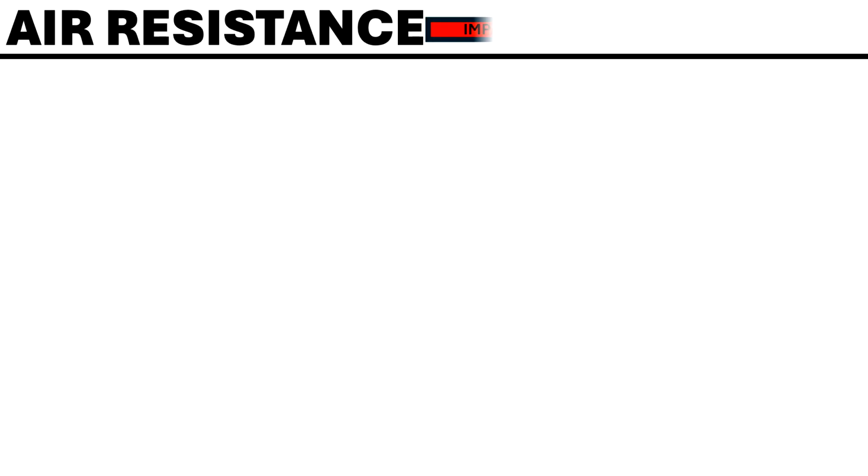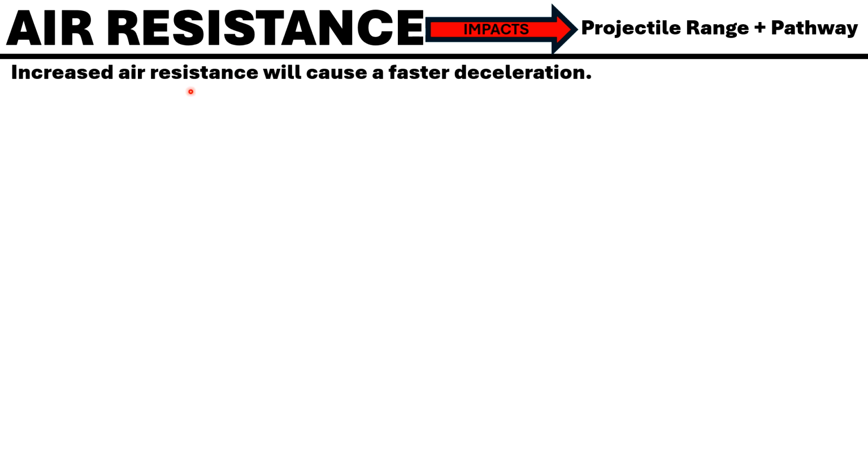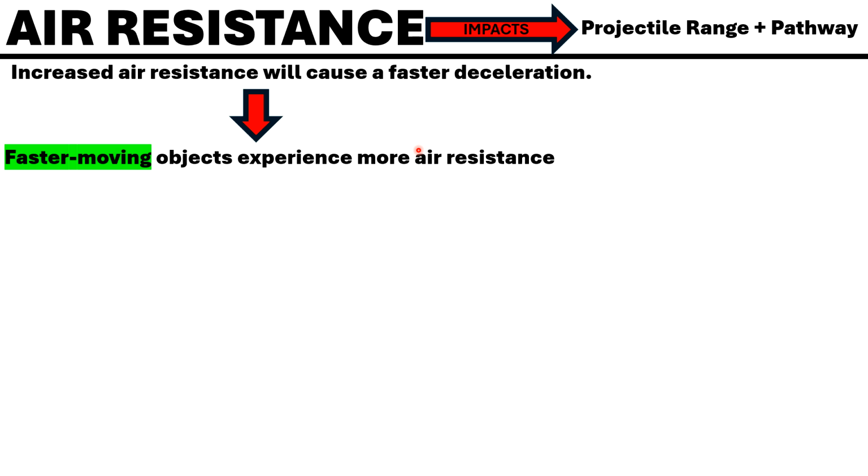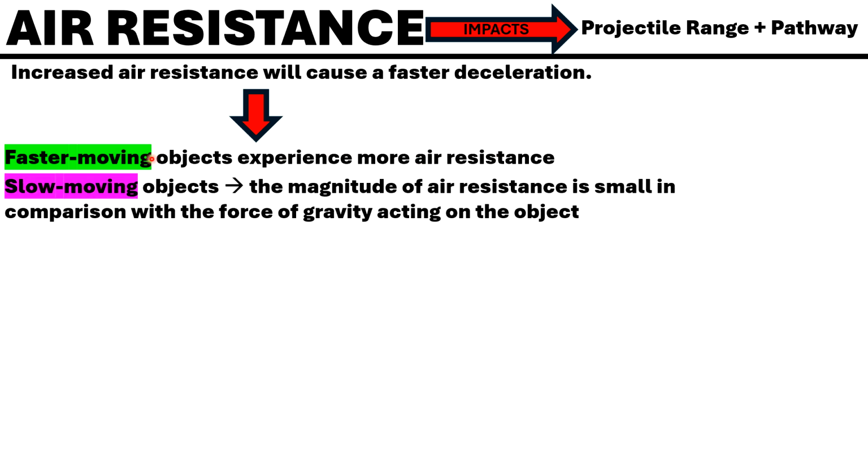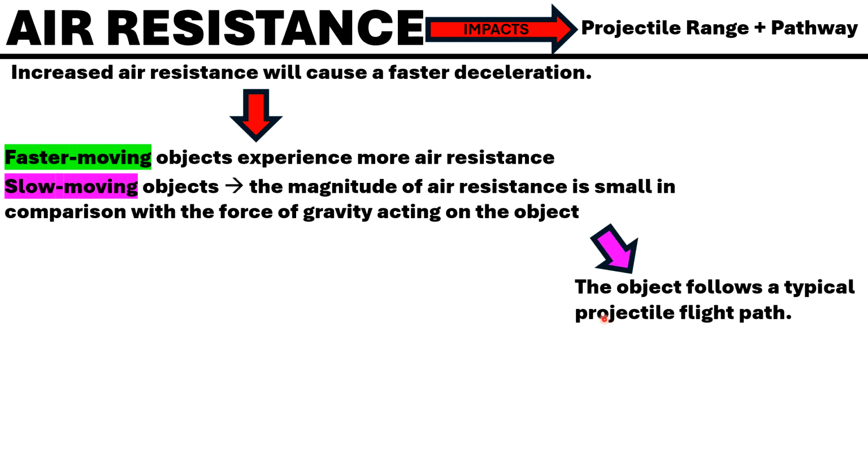In the last slide, we're looking at air resistance. As we've seen before, this force impacts projectile range and pathway. This is because it's going to cause faster deceleration or negative acceleration. For faster moving objects, this is going to be increased. And for slower moving objects, because the magnitude of air resistance is small in comparison with the force of gravity, it's going to cause less deceleration. So slow-moving objects are less impacted by air resistance.